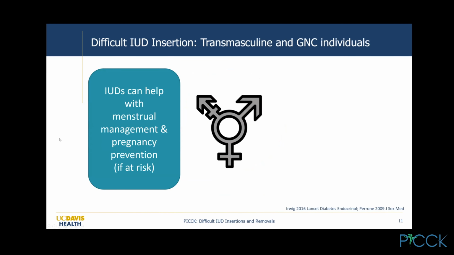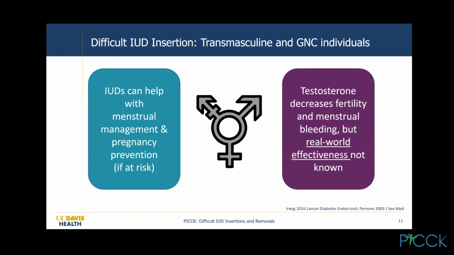Now, for transmasculine gender nonconforming individuals, IUDs may be helpful. They may be helpful for menstrual suppression, and it may be helpful for pregnancy prevention if their sexuality puts them at risk in terms of what partners that they have. Now, some of you may say, well, testosterone has been known to suppress fertility. Isn't that going to be enough? You're right. Testosterone does decrease fertility. It does help suppress menstrual bleeding, but we're never going to get an actual Pearl index proving its efficacy as a contraceptive. And so real world effectiveness is not known. And for some individuals, they may like the security of having something like an IUD to prevent pregnancy, or something like an IUD to help with menstrual suppression.